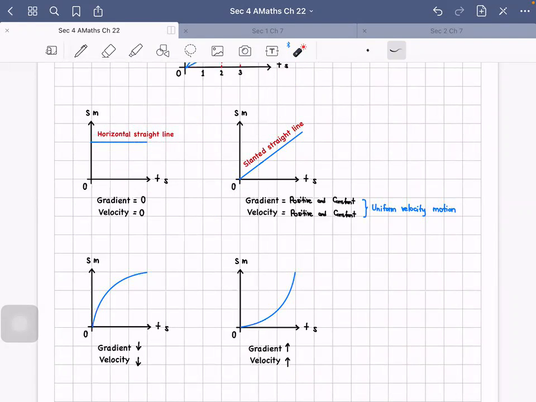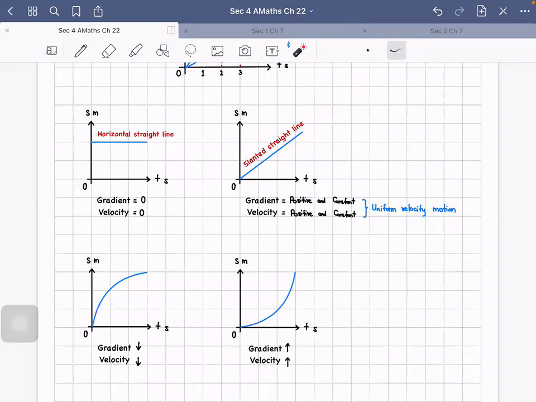And then what if it's like this, just like in the previous examples? Here your gradient is positive and constant, and then your velocity is also positive and constant. What do we mean by positive? Everything here is positive, right? And constant means it keeps on increasing steadily. So in this case, you can call this a uniform velocity motion.